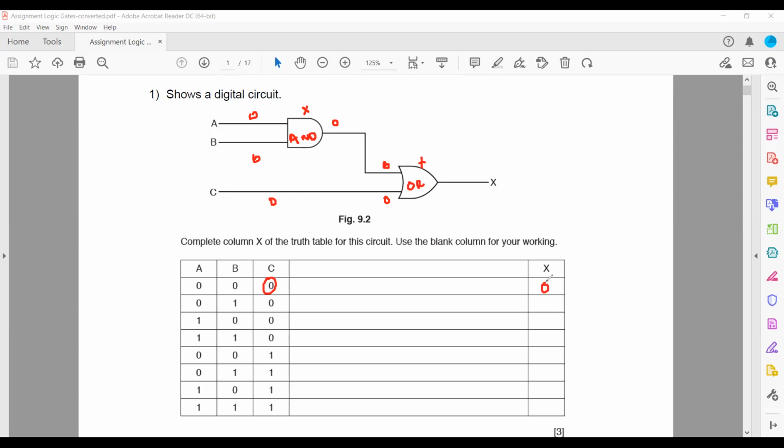So 0 plus 0, the final output will be 0. And they're saying complete a column. Yeah, complete the column X for a truth table. Use a blank column for your working. Like we can work out the first, it was 0. The first output was 0.